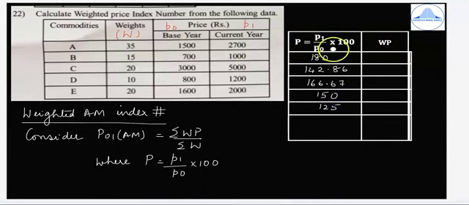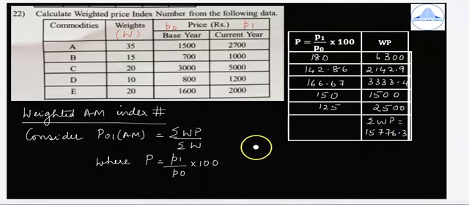So 35, if you multiply by 180, you will get 6,300. Similarly, find out the remaining WP values. So 2,142.9, 3,333.4, 1,500, 2,500. Then calculate summation WP, which is 15,776.3.